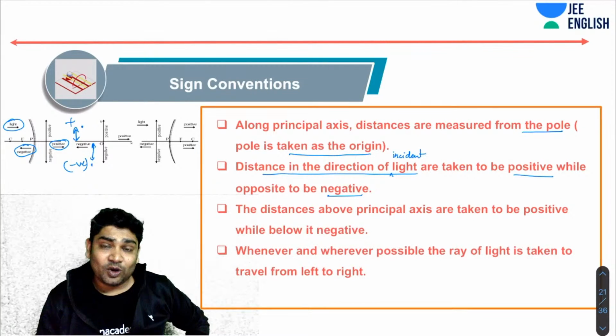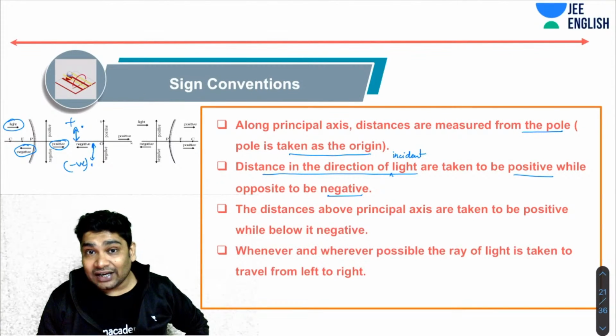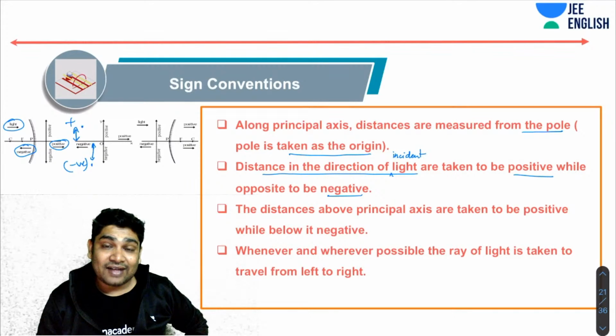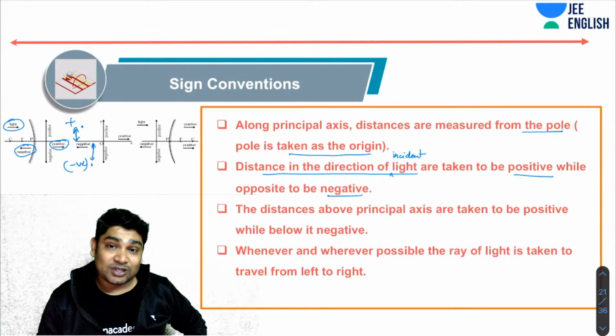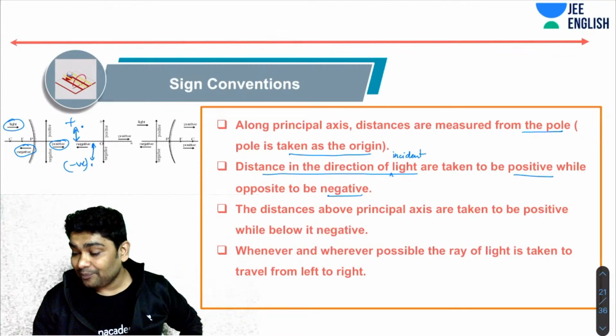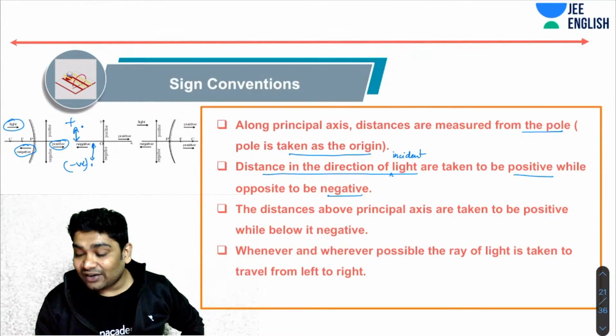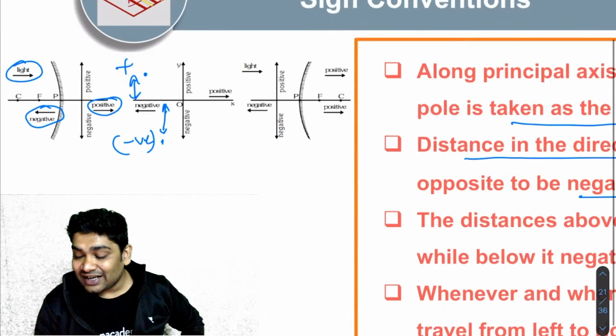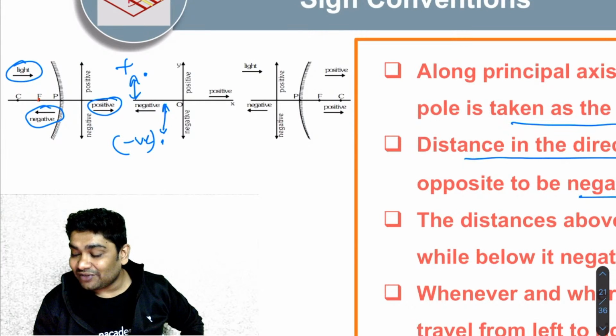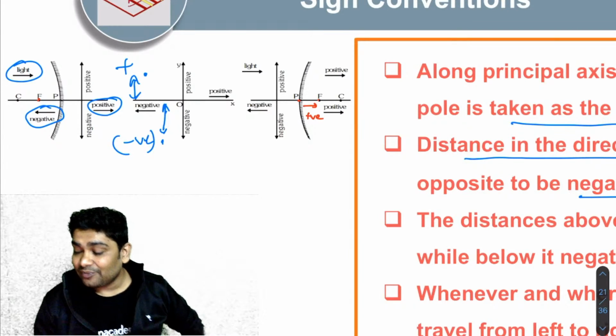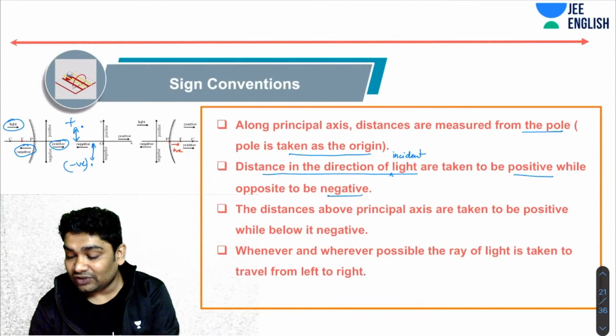From here, you will also realize that the focal length of a concave mirror would be negative and that of a convex mirror would be positive. So please remember that. Why? Because for the convex mirror, the focus lies here, and for the concave mirror, the focus lies here. So it is right of the origin, this is positive, and this is left of the origin, so this is negative. So let's make a note of that.